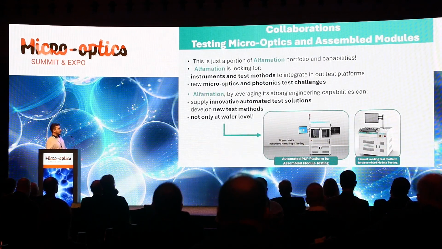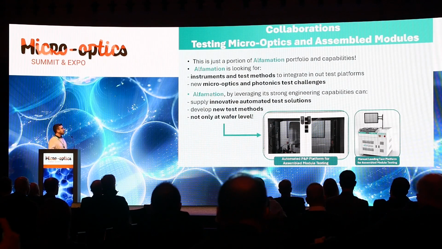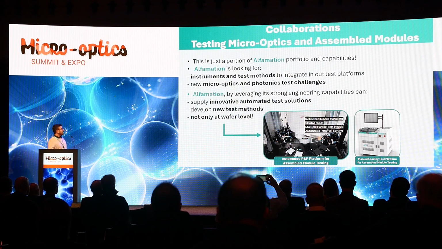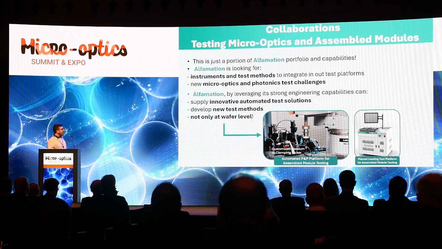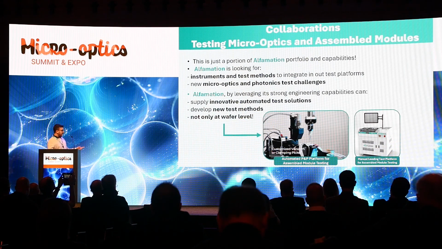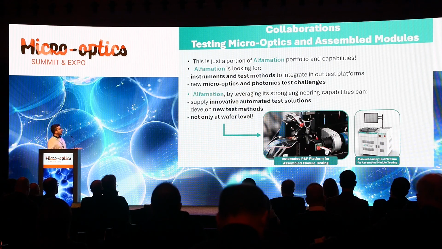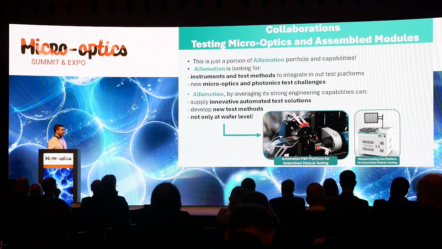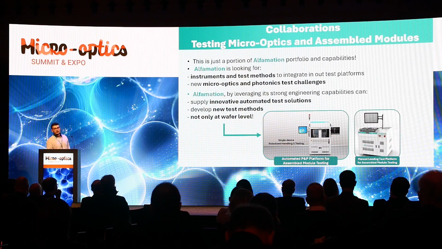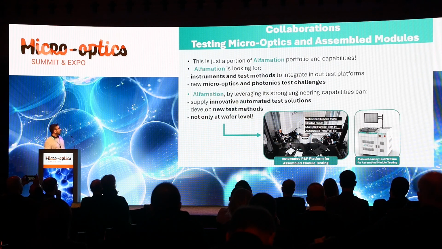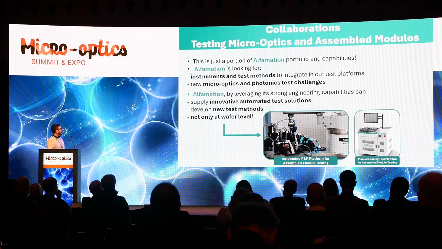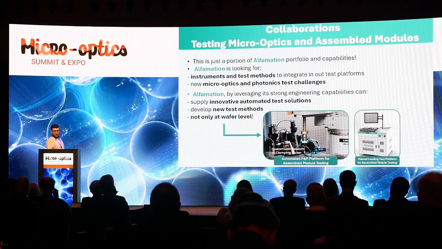To conclude, this is just a portion of Alfamation's portfolio capabilities. We have a really strong engineering team, so we are able to supply and provide innovative automated test solutions and develop new test methods, not only at wafer level. As you can see, we also have a solution for the test of assembled modules with pick and place platforms or manual loading platforms. And as system integrators, we are always looking for new partners, so new instruments and new test methods to integrate in our platforms, and also for new challenges in micro-optics and photonics.